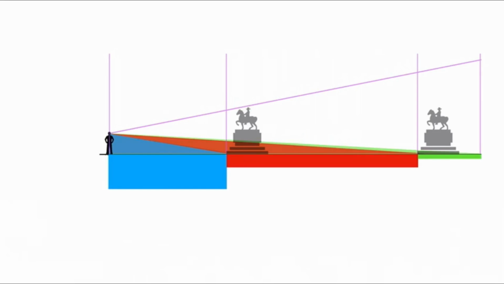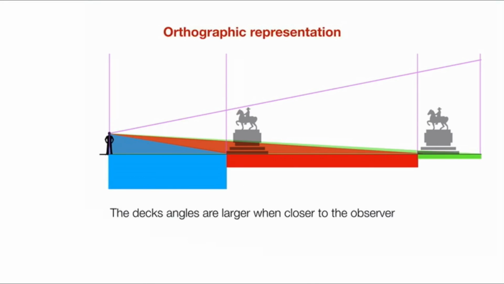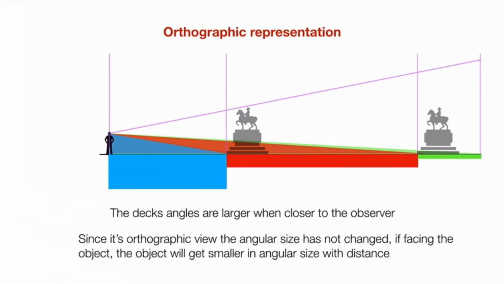This is just another rough sketch trying to explain the same thing. The deck's angles are larger when closer to the observer. That's where you see the blue. That angle is larger than when it gets to red, and when it gets out even further to the green, it gets even smaller and smaller as it gets out. Again, since it's an orthographic view, I have not changed the angular size, but if you do have the observer facing the object, such as a tree, it will get smaller in angular size with distance. Vertical angles always change with distance.